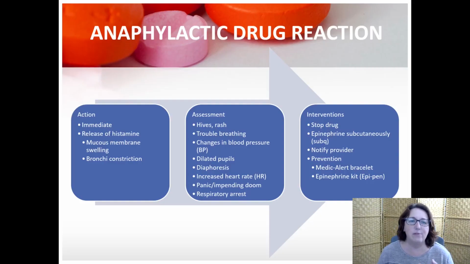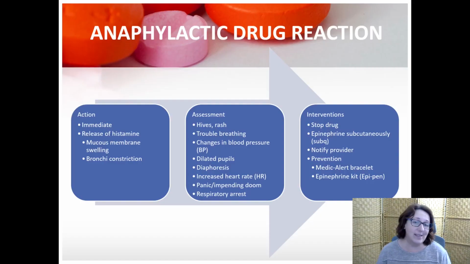You can see hives, rash, trouble breathing, changes in blood pressure. So often the blood pressure goes up initially to deal with what's going on. And then if it keeps going, this drug reaction keeps going, their blood pressure will drop and they'll be hypotensive. They'll often get dilated pupils. They'll become diaphoretic or sweaty. We'll see tachycardia or an increased heart rate. They often know something is wrong. They are panicked. They might tell you, I feel like I'm going to die, an impending sense of doom.